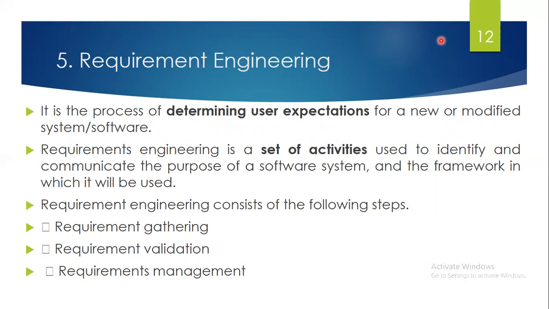It is the process of determining users' expectations for a new or modified system or software. It is a set of activities used to identify and communicate the purpose of the software system and the framework in which it will be used. Requirement engineering consists of 3 steps. First of all, we gather the requirements, then we validate the requirements, and in the end, we manage the requirements.